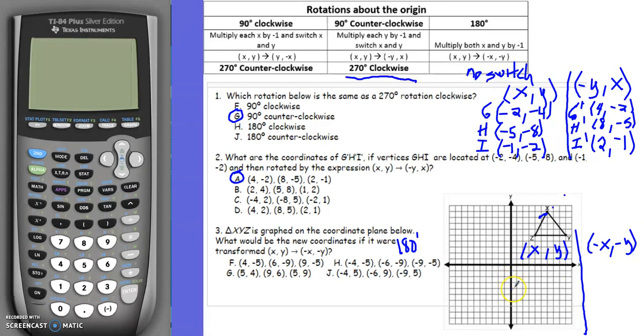So we have X, Y, Z. X prime, Y prime, Z prime. Okay, so X is the ordered pair 6, 9. We're going to go over 6 up 9. So that is going to be -6, -9.